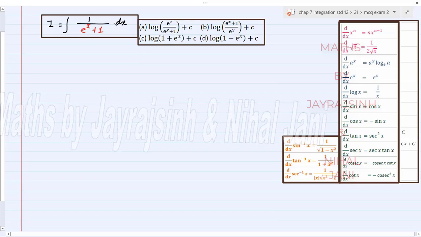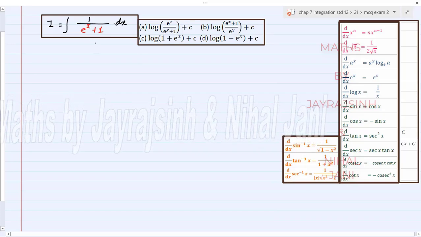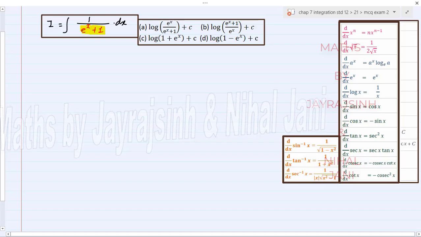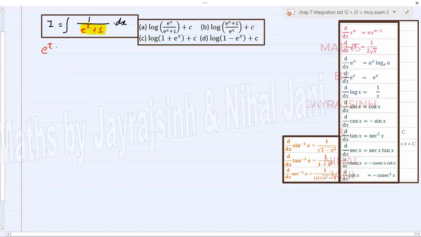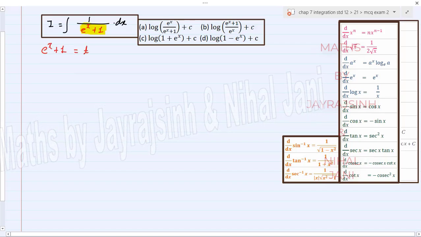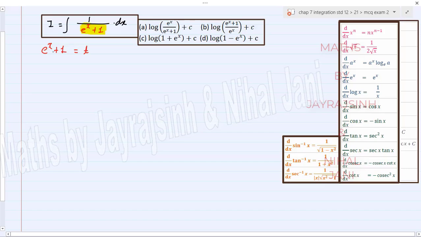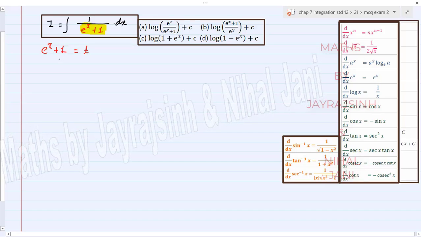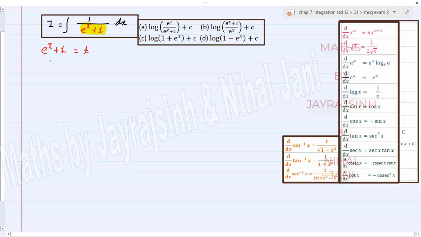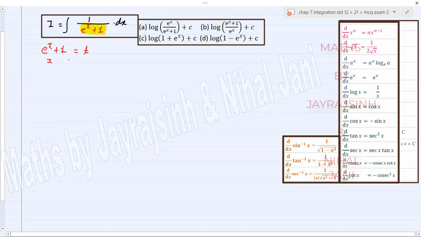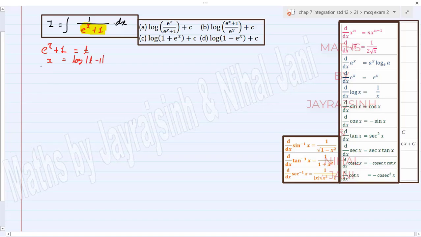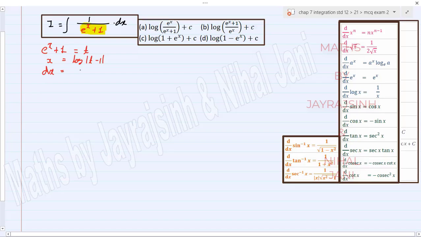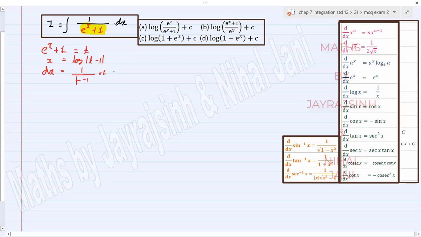Here you have to integrate 1 upon e raised to x plus 1. Basically, e raised to x plus 1 is your inner function. So let's assume e raised to x plus 1 is equal to t. But we don't have the differentiation of the function within the multiplication of dx. So in this situation, we have to make x the subject. So here we'll get x is equal to log of t minus 1. Now, if we differentiate both the sides, we will get dx is equal to 1 upon t minus 1 into 1 dot dt.